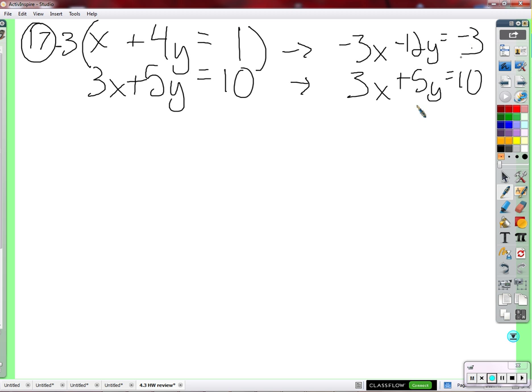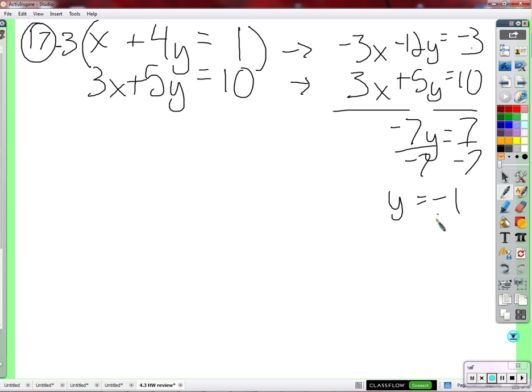That's right. So 3x and negative 3x, you add them together, they cancel each other out, they eliminate each other. Negative 12y plus 5y, negative 8y, 7y? Yeah, 7y. You're right, Mr. Stewart. Divide by negative 7, and y is negative 1.